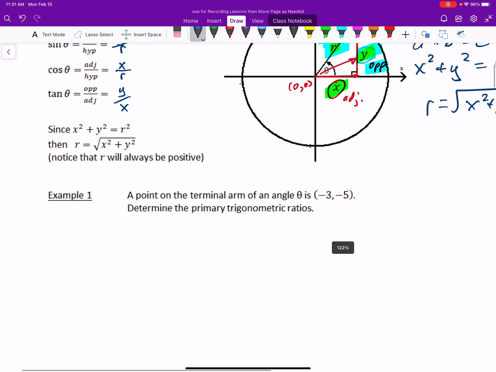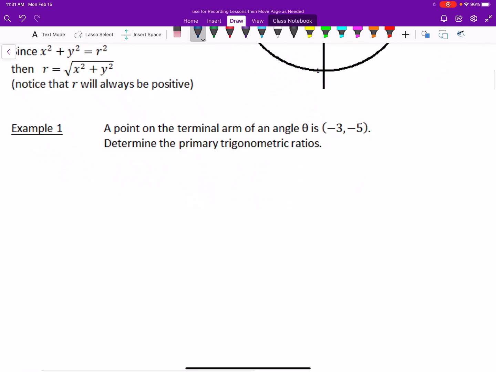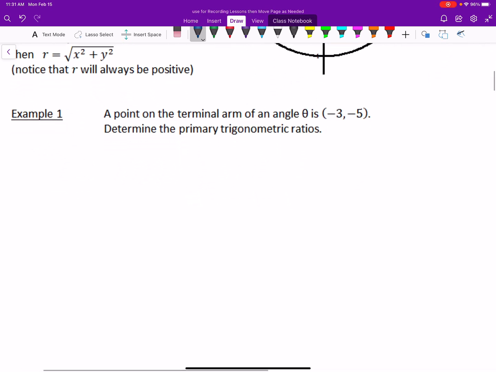So let's put this together. A point on the terminal arm of an angle, theta, is -3, -5. Determine the primary trig ratios. Let's draw ourselves a picture. So -3 is on the x-axis, -5 is on the y-axis. That would be down here somewhere, right? If -3 was about there, -5 on the y-axis down there.